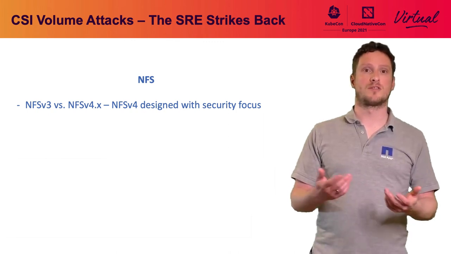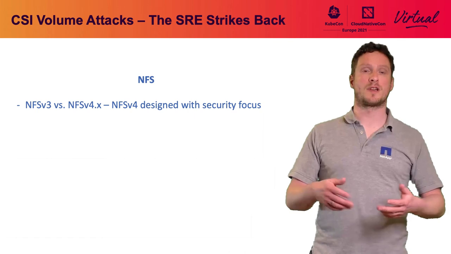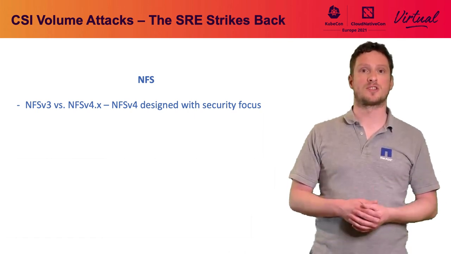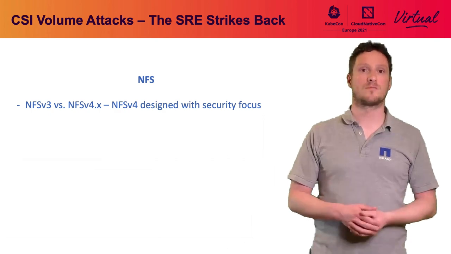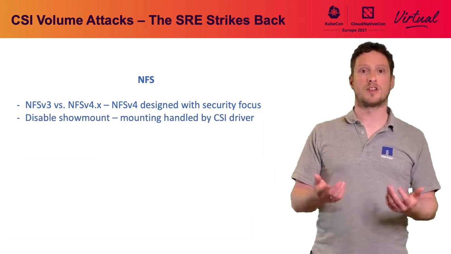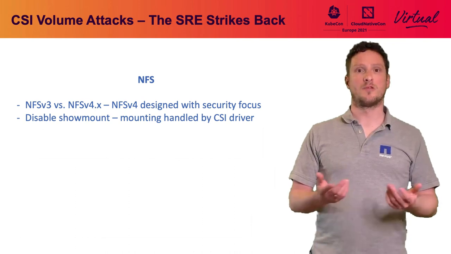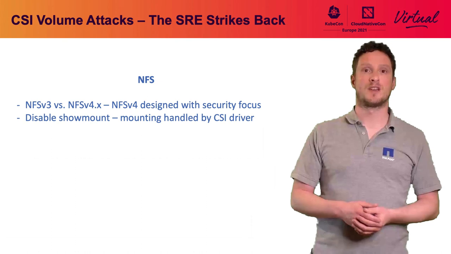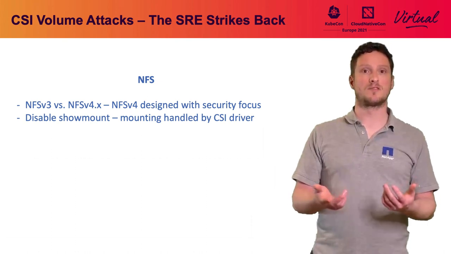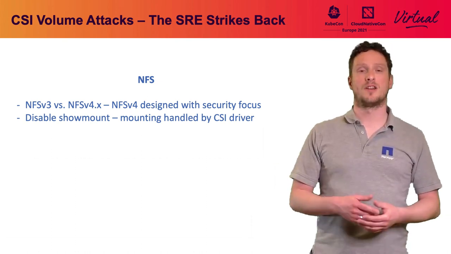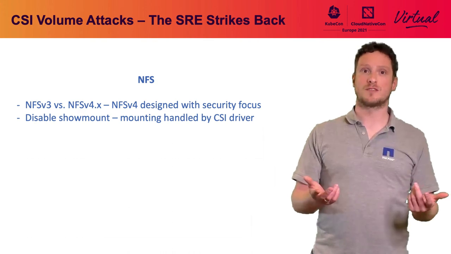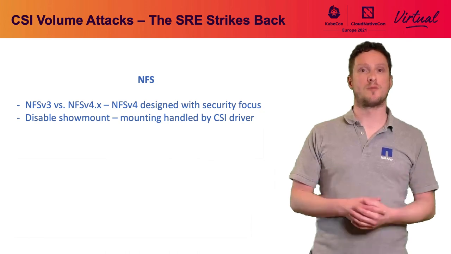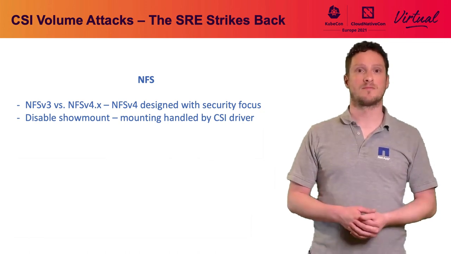Most Linux systems are configured to try version 4 first and then fall back to version 3 if necessary. But you can also enforce a specific version with mount options specified in your storage class. As all mounting of volumes is handled by your CSI driver, there's no need for the showmount utility that reveals a list of all exports on your NFS server. As we saw earlier, the mount path can be used to create an inline mount in a pod. Not revealing that mount path in the first place is a good additional step you can take. So if your NFS server allows you to disable showmount functionality, then make use of that.